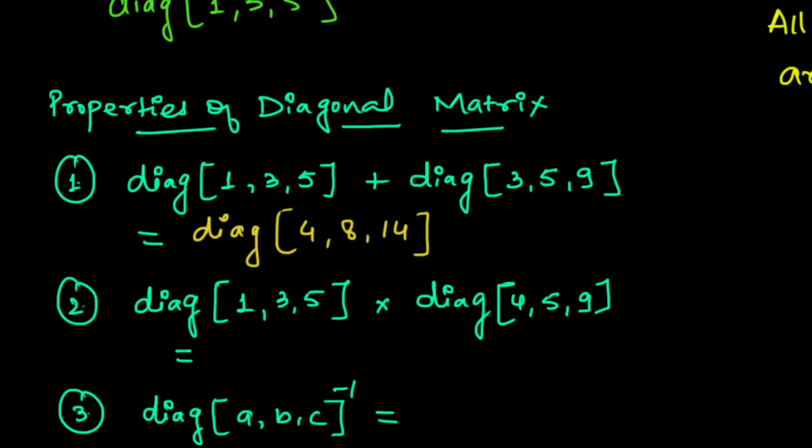Similarly, suppose you have to multiply two diagonal matrices. I know we haven't covered multiplication of matrices yet, but this is very simple. Just write diag and multiply the corresponding elements. So 1 into 4 is 4, 3 into 5 is 15 and 5 into 9 is 45. That's it.